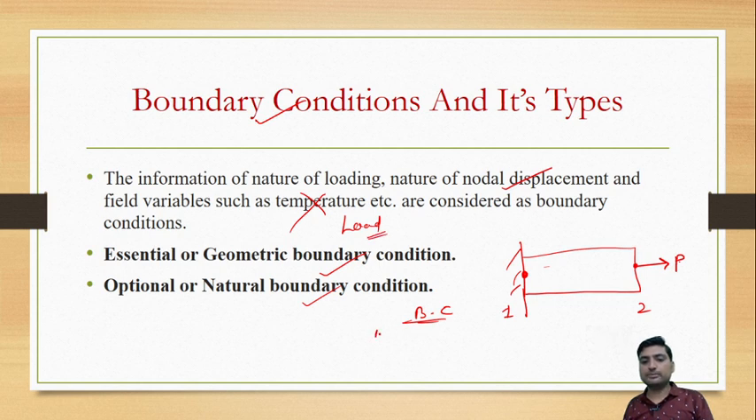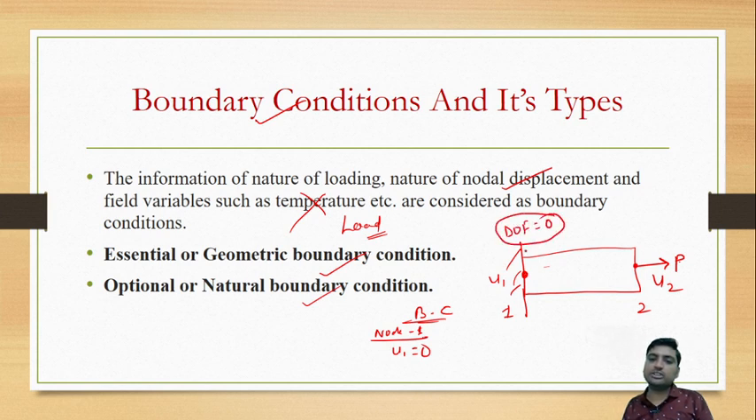So at node 1, let's take displacement at this point is U1, and let's take displacement at that point is U2. So U1 is 0. Why it is 0? Because it is fixed. If it is fixed, then at this point degree of freedom is 0, because it will not allow it to move in x direction, in y direction, as well as rotation also. So degree of freedom is 0. So here U1 value will be 0 only. At node 2, U2 we need to find, because we don't know the value of U2.